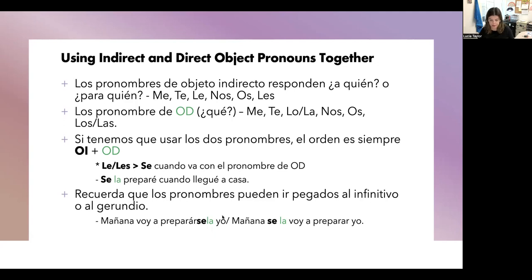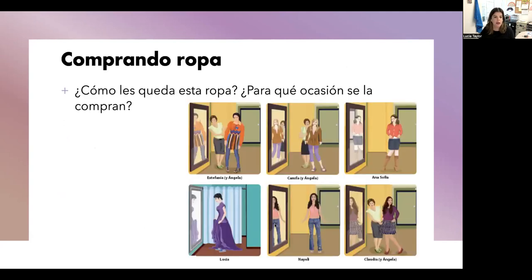Okay. So I'm gonna post these pictures on Canvas. I'm gonna create a quiz. Basically, you'll see the pictures and you're gonna have to tell me when they would be buying these clothes. ¿Cómo les queda? Are these fitting? So Estefania y Angela, it seems like she's not too happy about the clothes she's wearing, right? That's Estefania. So you can come up with something, okay?